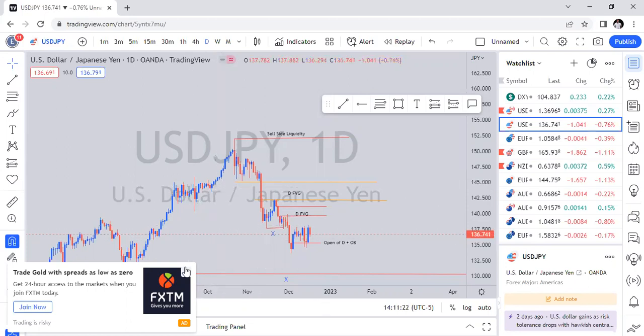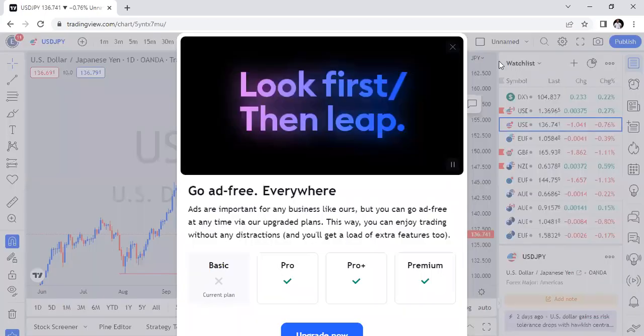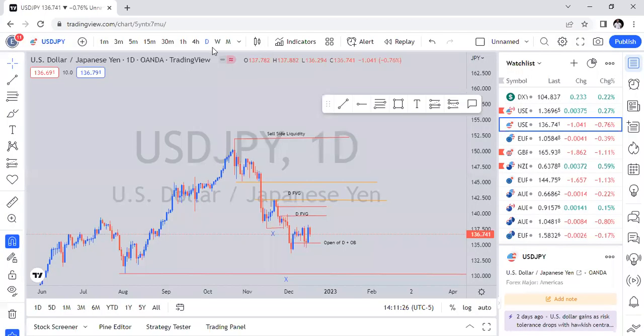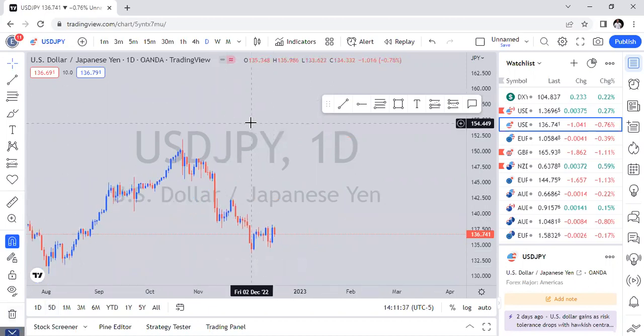In our previous training, I did mention that you can open a free demo account. All you need is an email address and a password, and you have TradingView.